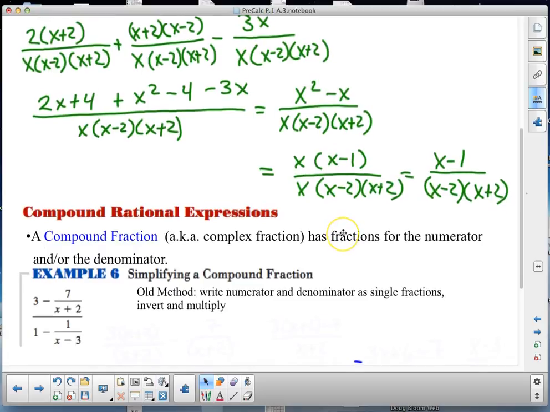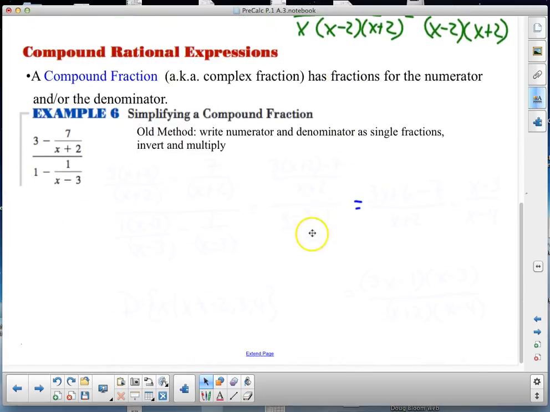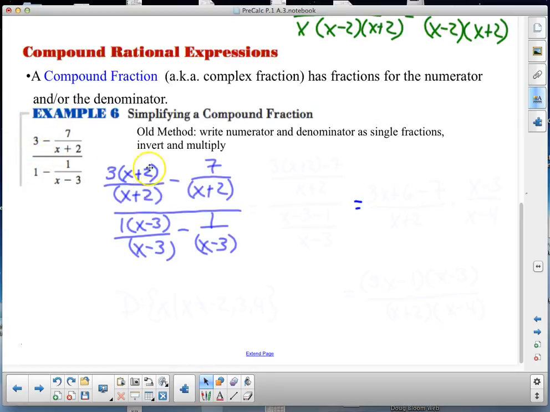Now, compound rational expressions. These are a little bit more involved. A compound fraction, aka complex fraction, has fractions in the numerator. Now, I have a situation like this, and there's a couple ways of looking at these. I can multiply the top and bottom by x plus 2 here, and minus 7 over x plus 2, and top and bottom by x minus 3, and 1 times x minus 3 over x minus 3 here.